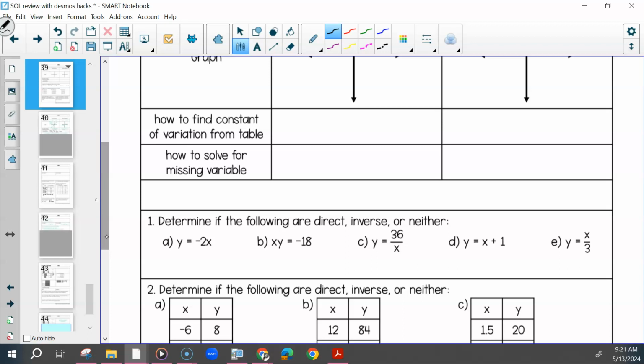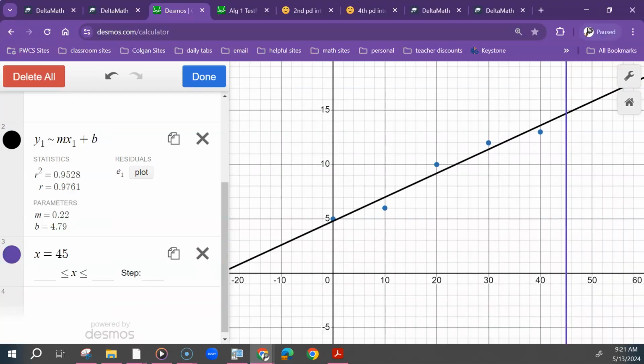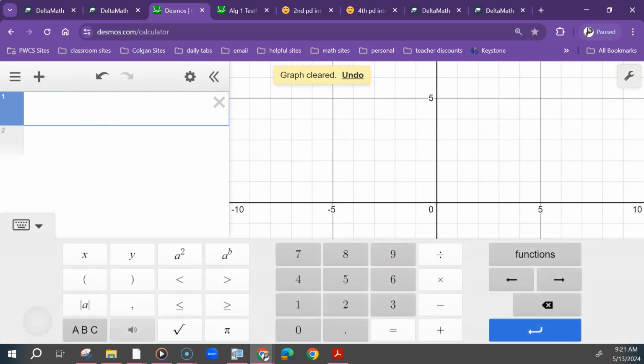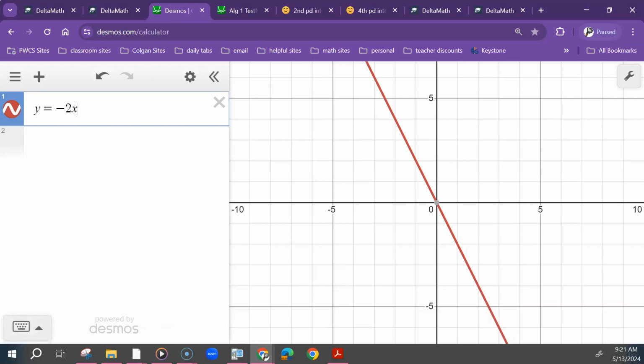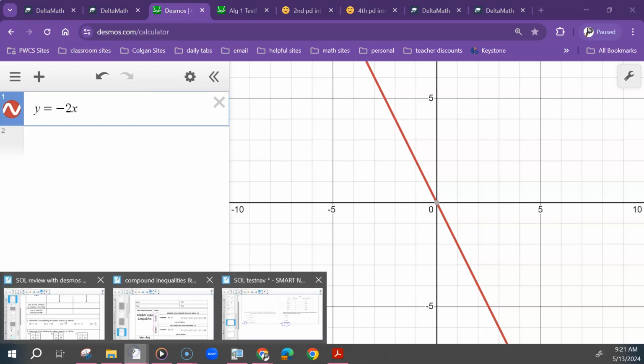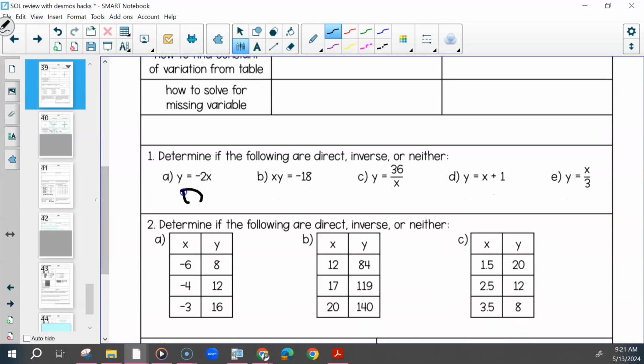So I could type in the first one and see what that does. And that looks like a line that goes through the origin. So that would be direct. So either based on the equation or based on the graph, you have to know whether it's direct, inverse, or neither.